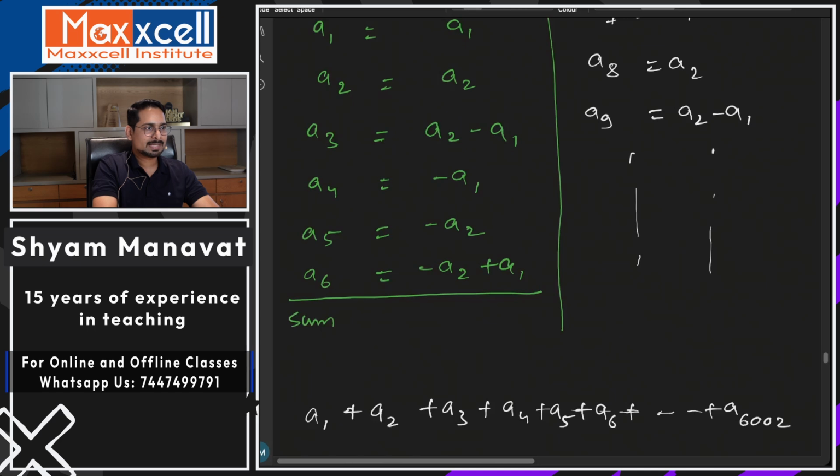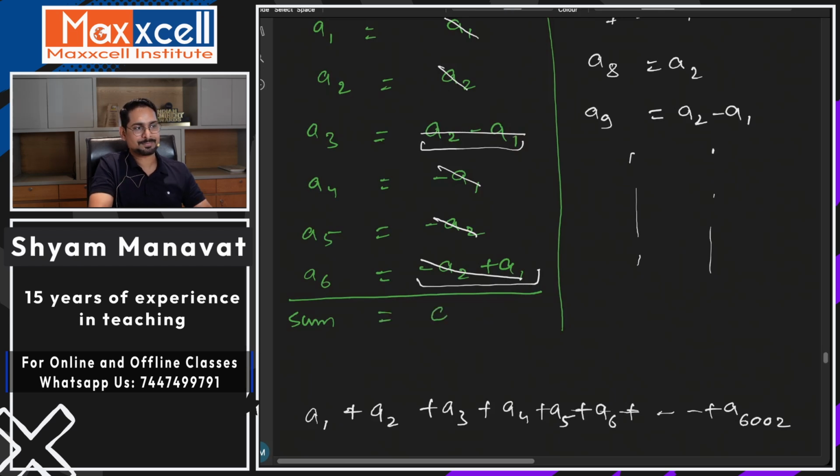So do you see this? We are adding all of them. So plus A1 and minus A1 is cancelled. Plus A2 and minus A2 cancelled. A2 minus A1 and minus A2 plus A1, this will cancel completely. So you will get sum equal to 0.